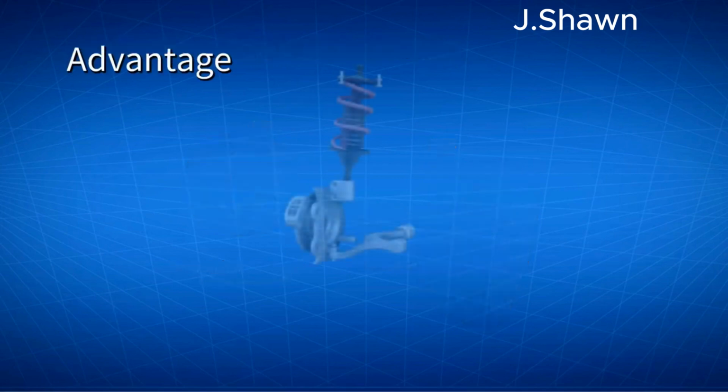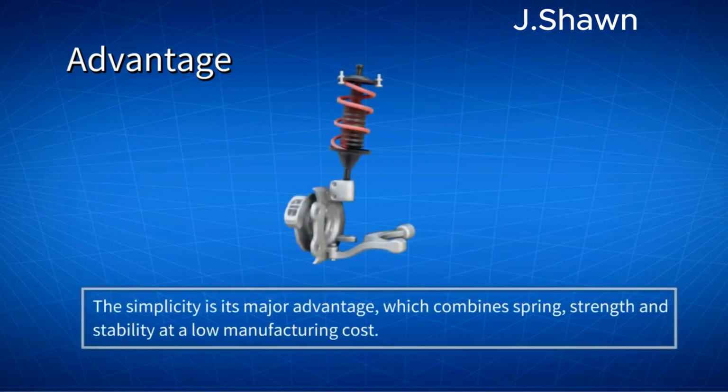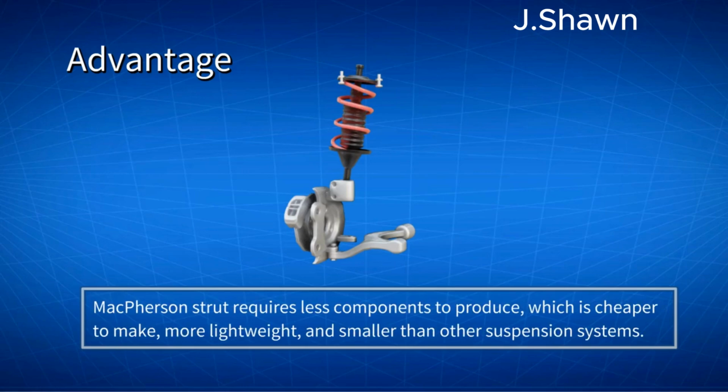The advantage: the simplicity of the McPherson strut suspension is its major advantage. The McPherson strut suspension effectively combines spring strength and stability with low manufacturing cost. Without the need for a separate upper control arm, the McPherson strut requires fewer components to produce, which is cheaper to make, more lightweight, and smaller than other suspension systems. The reduced unsprung weight also allows the vehicle to accelerate at a faster speed.